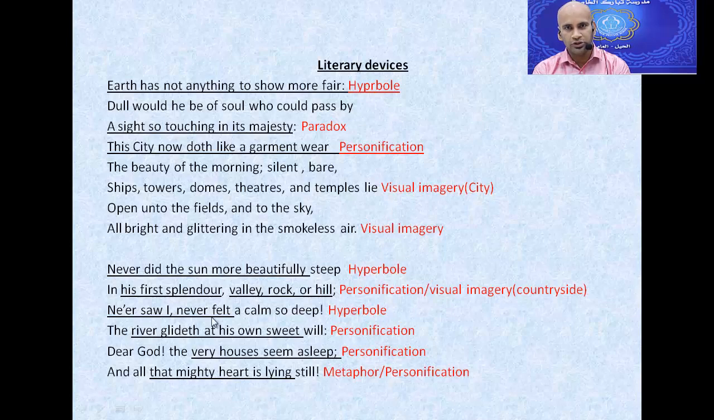"Ne'er saw I, never felt a calm so deep." It's again exaggerated. He has never felt a calm so deep. Then the next part, "the river glideth at his own sweet will," that is again personification. So this was the sweet will of the river that decided to move smoothly without making any noise.